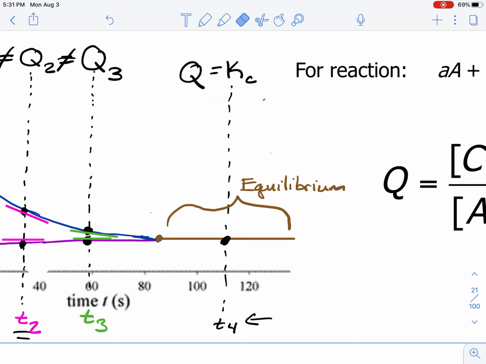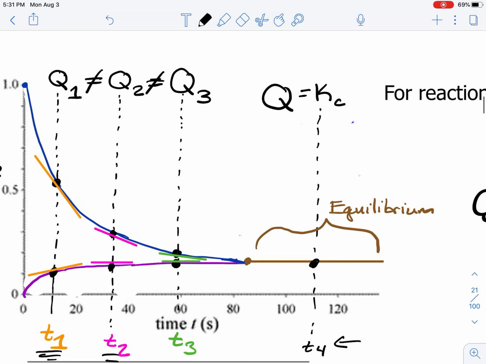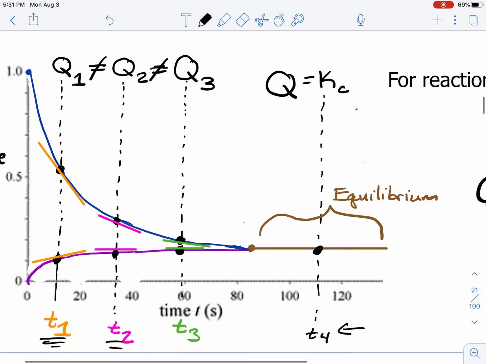And so I just wanted to point out that the value of the reaction quotient Q does equal Kc when the system is at equilibrium. But if the system is at equilibrium, then there's really no point for us to represent Q. So I'll just scratch that out.